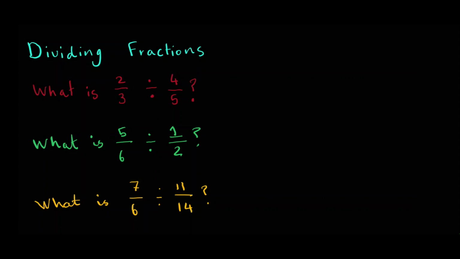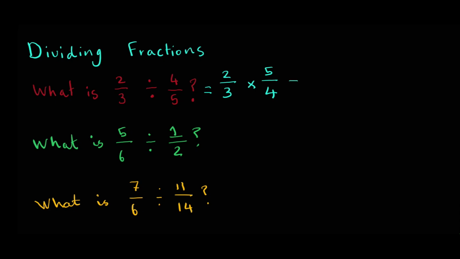So all this actually requires is writing out the first fraction, so in this case 2/3, and then multiplying it by the reciprocal of the second fraction, which just means that we flip it upside down. So we swap the numerator and denominator, and it becomes 5/4.